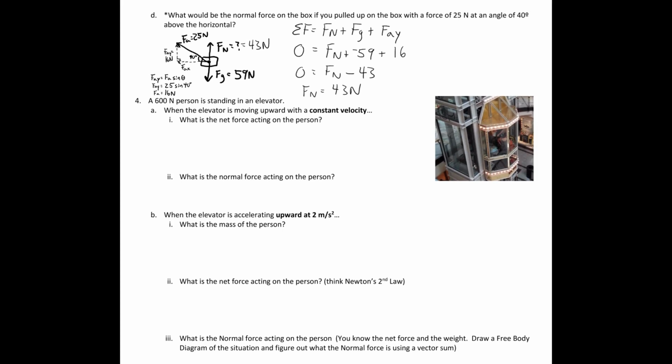Number 4. A 600 Newton person is standing in an elevator. When the elevator is moving upward with a constant velocity, what is the net force acting on the person? If the velocity is constant, you're not accelerating. If you're not accelerating, a is equal to the net force over the mass, right? If this is 0, this must also be 0. The net force is 0 newtons. No math really necessary. You just know that because it says constant velocity, meaning it's not accelerating, meaning there's no net force acting on it.